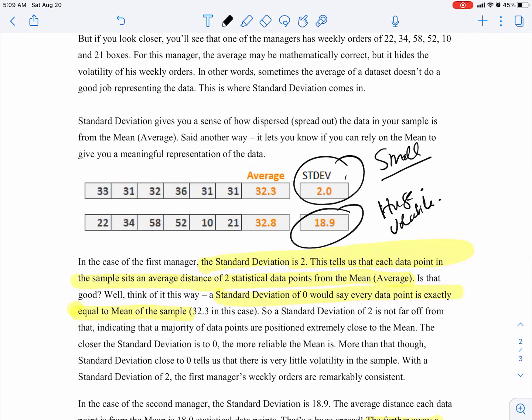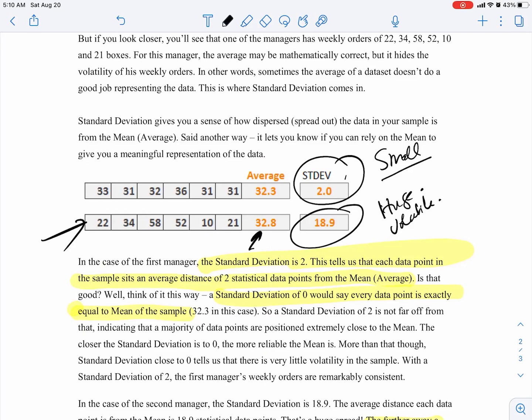If I have a standard deviation that is small, it tells me that each data point in the sample sits an average distance of 2 data points from the mean. If I have a standard deviation of 18.9, it tells me that each data point sits on average a distance of almost 19 data points from the mean. So it means that this data from the second manager is extremely volatile. And it also means that this average cannot be used to predict the order for next week. That's what it tells you.